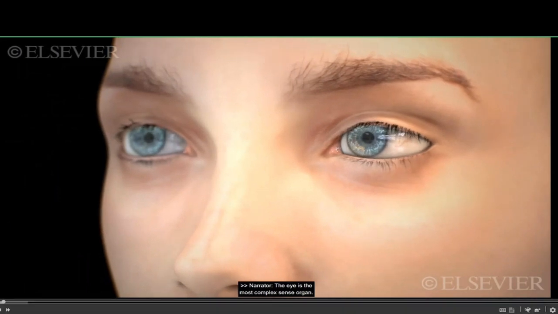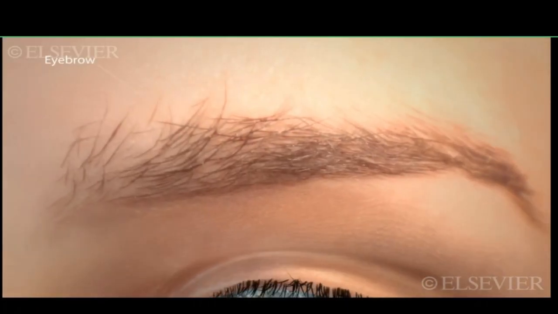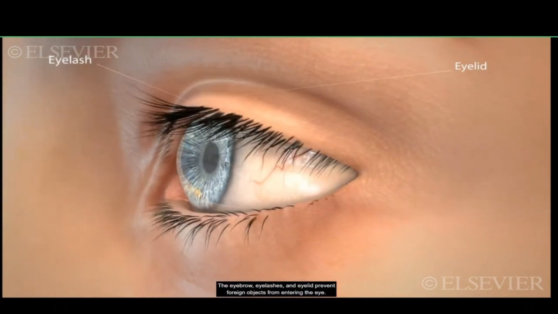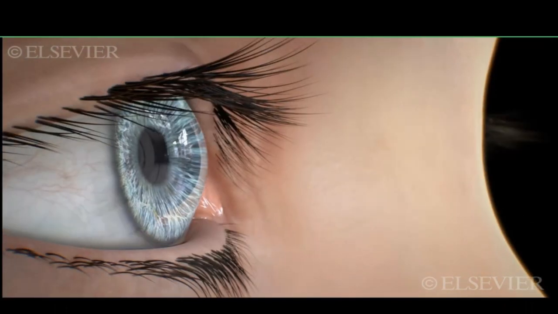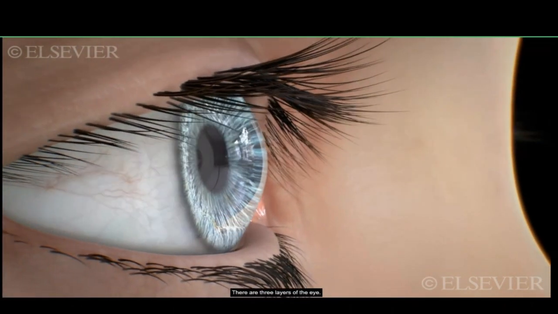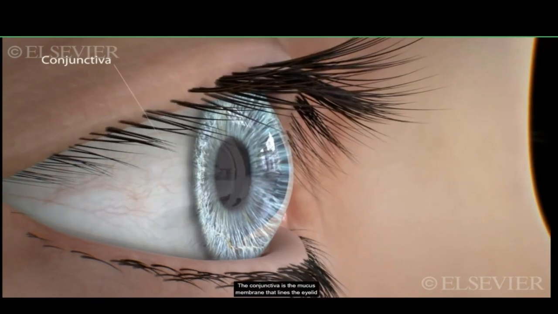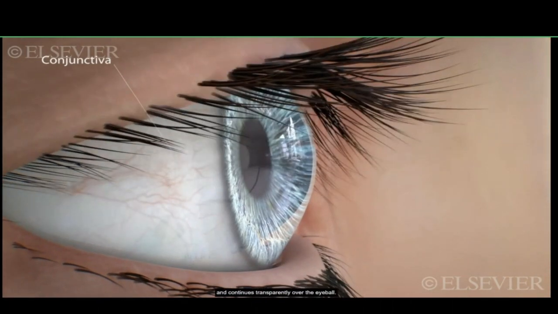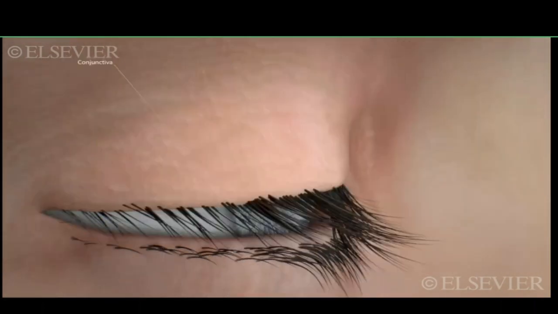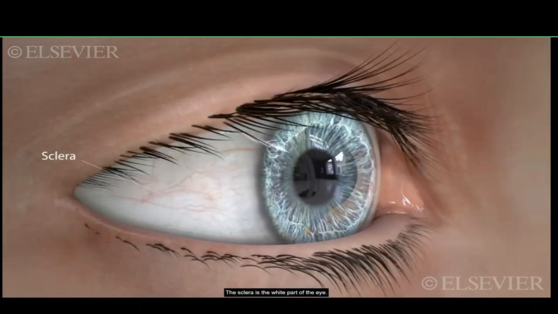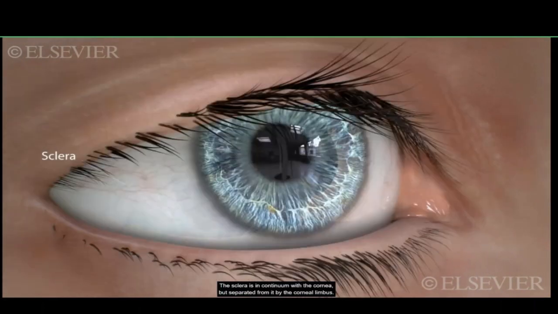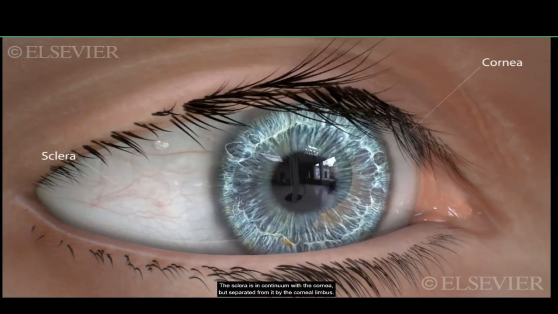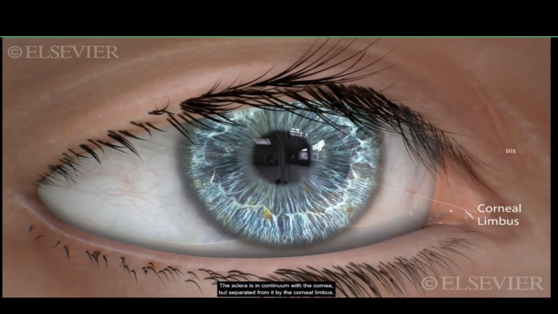The eye is the most complex sense organ. The eyebrow, eyelashes, and eyelid prevent foreign objects from entering the eye. There are 3 layers of the eye. The conjunctiva is the mucous membrane that lines the eyelid and continues transparently over the eyeball. The sclera is the white part of the eye. The sclera is in continuum with the cornea, but separated from it by the corneal limbus.